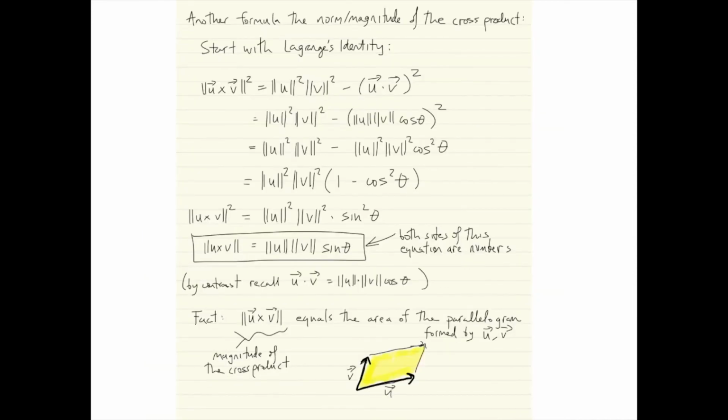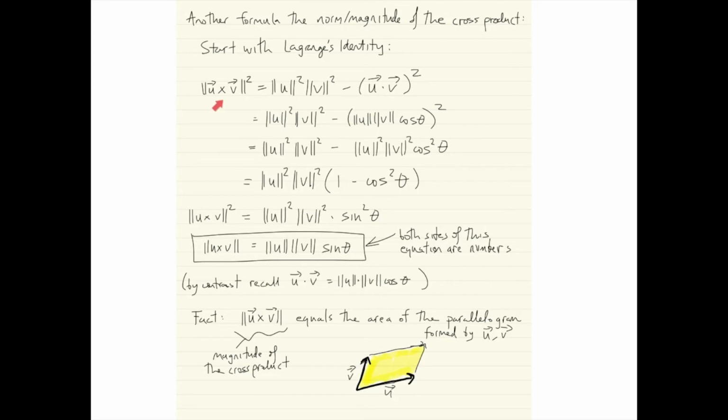Now, the reason I mention Lagrange's identity is really to prove this identity here, which says that the norm of u cross v is the product of the norms of u and v times the sine of the angle between them. And this is to contrast, or kind of similar to, the dot product being equal to the product of the norms of u and v times the cosine of the angle between them. All right, so let's jump back up here to the derivation of this boxed formula.